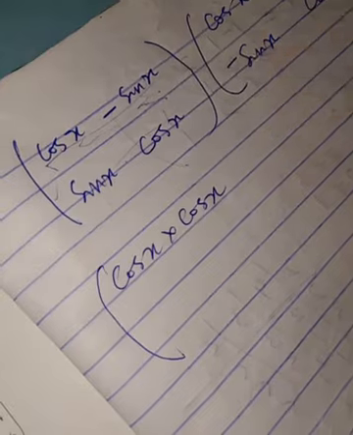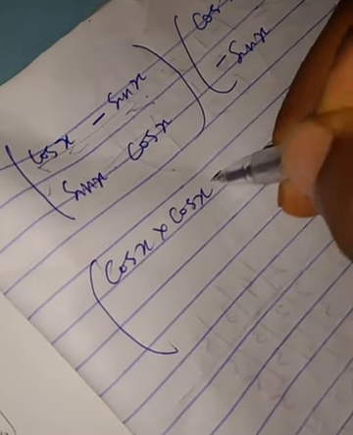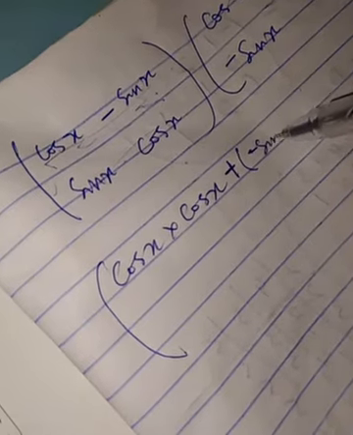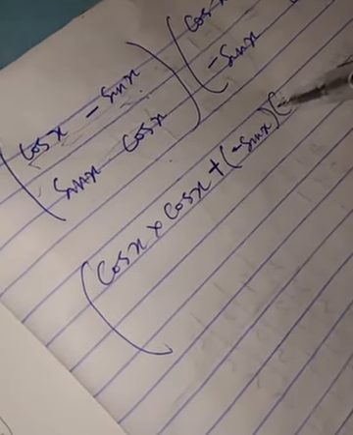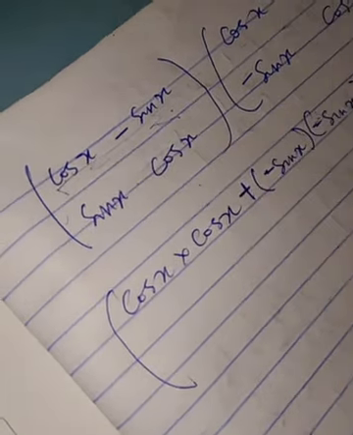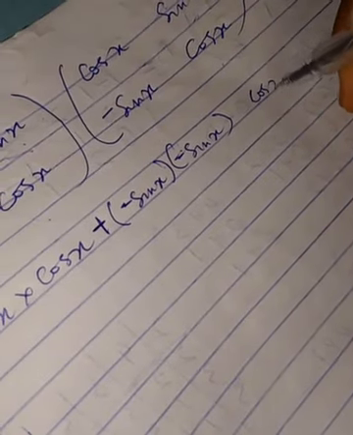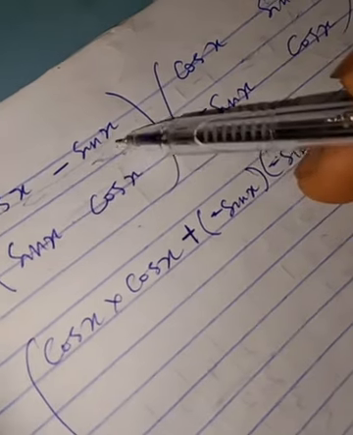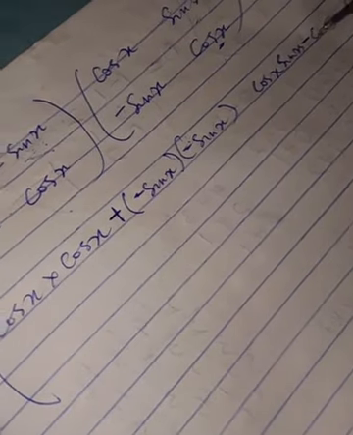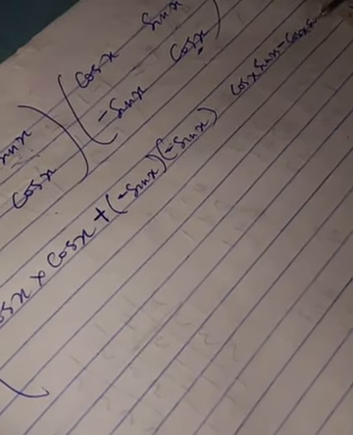Then what we have here is minus sin x. We have minus, so it will be plus here. We have minus sin x times minus sin x. That's the next step. Then this part, cos x times sin x, that's what's going to be here now: cos x sin x, minus sin x times cos x, which will give you minus cos x sin x.